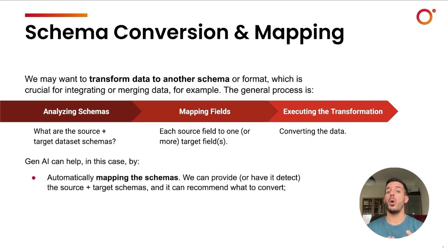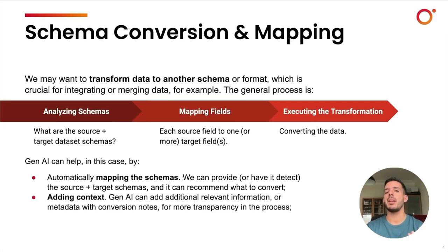Well, for one, it can automatically map these schemas, right? We can provide the source schema or have it detect the source schema if we don't know it already, and also have it detect the target schema, and it can recommend what we need to convert, right? We can say, for example, hey, we need to integrate this dataset with this dataset. Can you calculate what is the target schema for this dataset and how to convert it? And it's going to tell us what we need to transform.